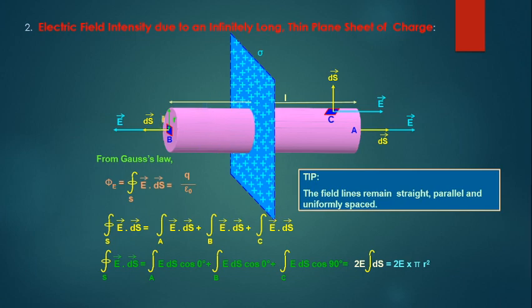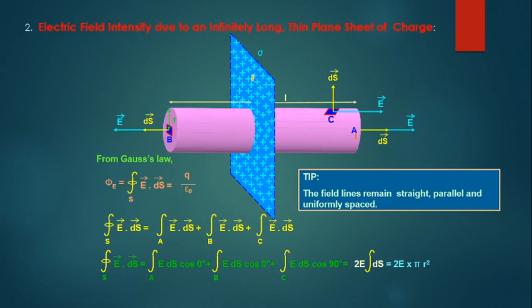In this case, the field lines remain straight, parallel and uniformly spaced. To keep the field lines straight, parallel and uniformly spaced, we take an imaginary Gaussian surface that is cylindrical. So this is the Gaussian surface. It has three surfaces: surface A, surface B, and the curved surface C.